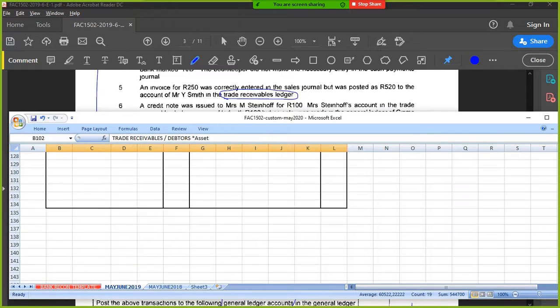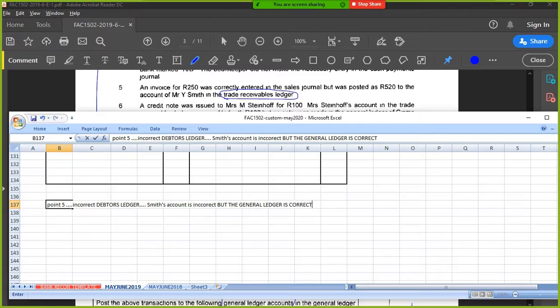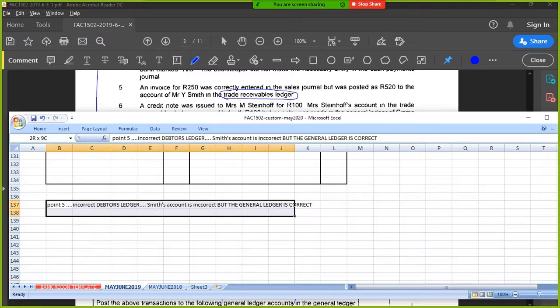Okay, just a little note at the bottom. Point 5, incorrect debtors ledger. Okay, Smith's account is incorrect. But the general ledger is correct. Okay, because that's what they said. The invoice was correct on the sales journal, incorrect in the debtors ledger. Point number 5, you don't do anything. Right, because they didn't ask you for the debtors ledger, so don't do it if you don't have to.